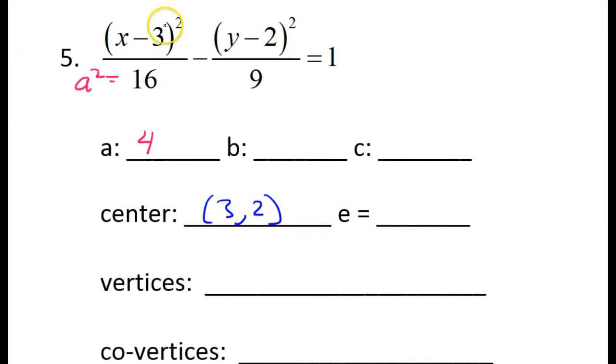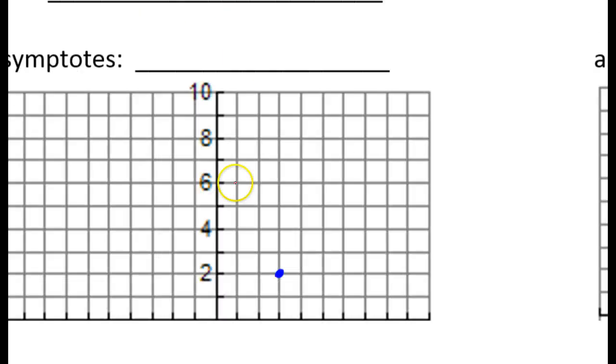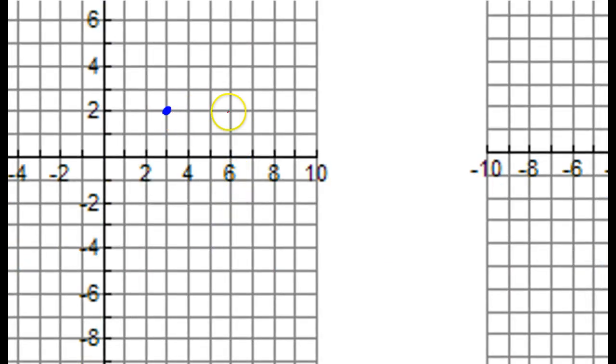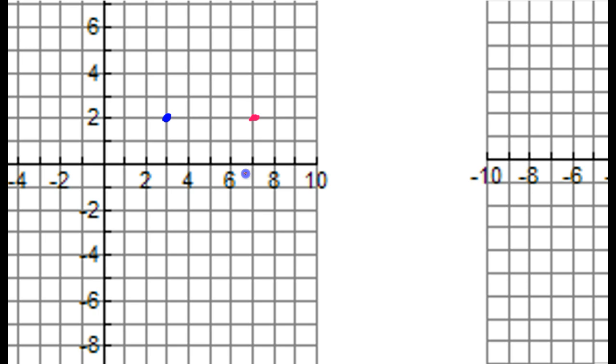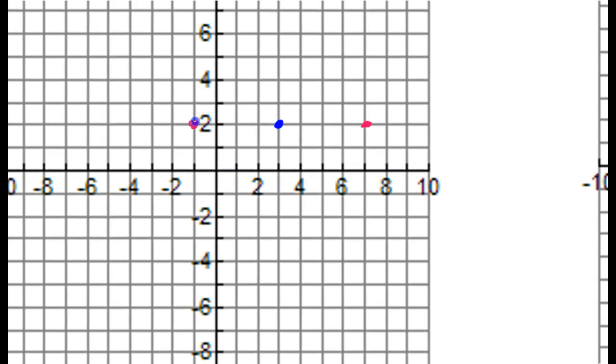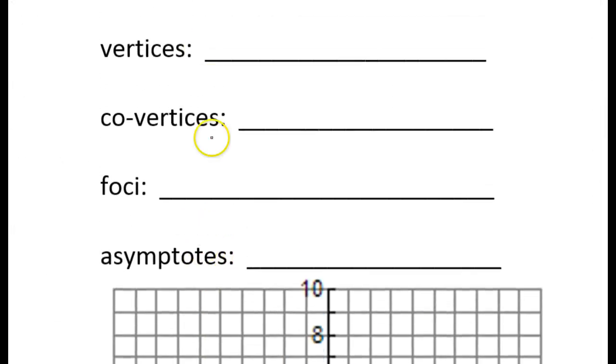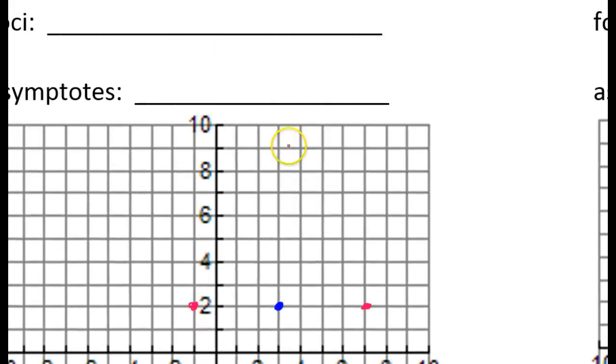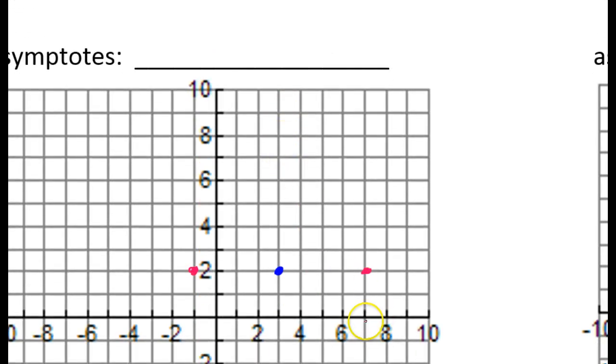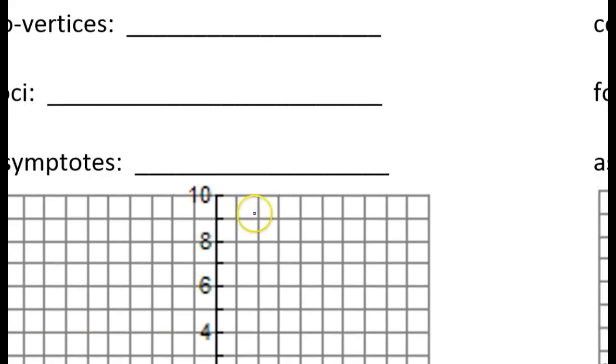So notice how this 16 is the denominator of the x term. That means I will do my plus and minus 4 in the x direction. So starting at the center, I will go right 4 and left 4. These are my vertices. So I have a vertex at -1, 2. And I have another vertex at 7, 2.